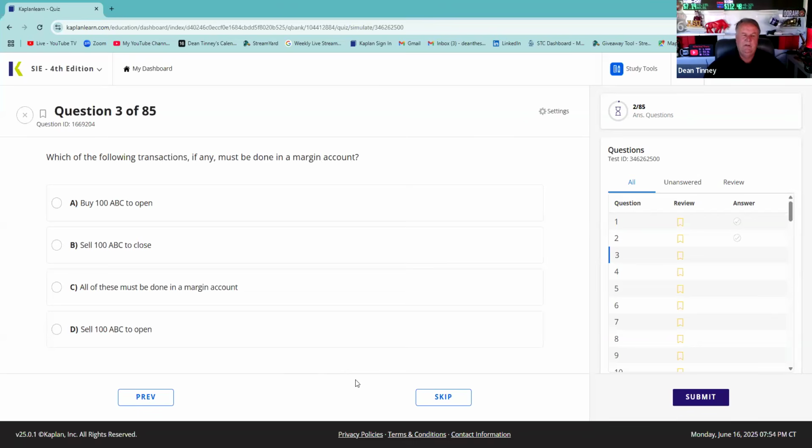Which of the following transactions, if any, may be done in a margin account? Sell 100 ABC to close. B. Which of the following transactions, if any, must be done in a margin account? When you want to borrow money or borrow securities, you have to have a margin account. And where it says sell to open, that is a short position, and all short positions must be conducted in a margin account. So it's actually D.